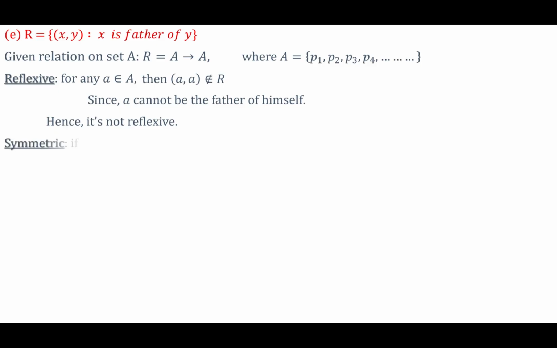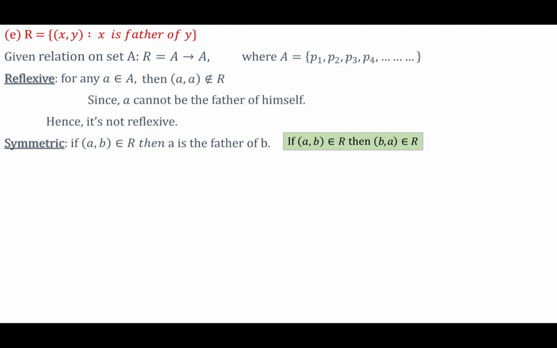Now check symmetry. If (a, b) belongs to R, then a is the father of b. But I cannot say (b, a) belongs to R. We know a symmetric relation says if (a, b) belongs to R, then (b, a) must belong to R. But b cannot be the father of a, because a is the father of b. So here b is the son, a is the father. So it is not a symmetric relation. (b, a) doesn't belong to R.